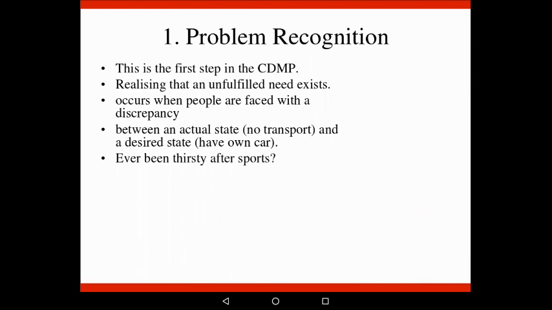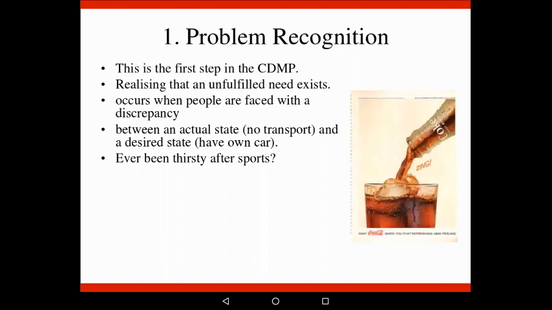And a good example is, have you ever been thirsty after doing some sports? That's a discrepancy. You're thirsty, you need something to drink, and that's your current state or actual state. Your desired state is to be refreshed, to not be thirsty. So what are you going to do? Well, you're going to look for a product that can satisfy your need. And ta-da! Coca-Cola says, well, you should buy our product. You see that refreshing drink to quench your thirst.